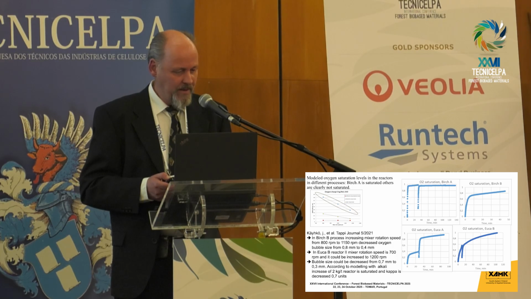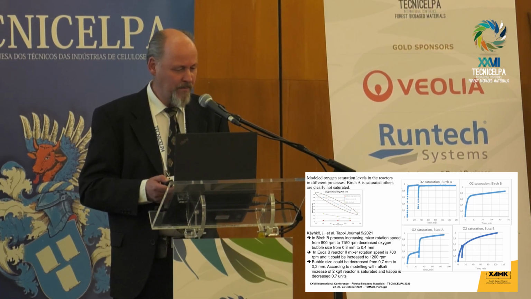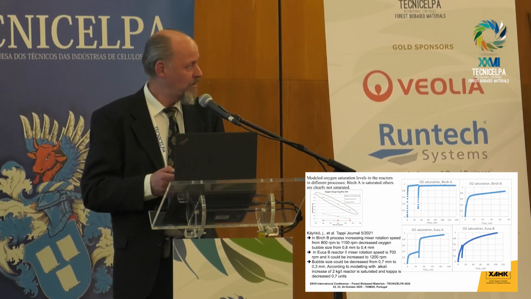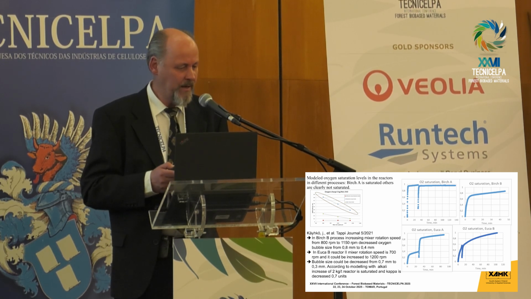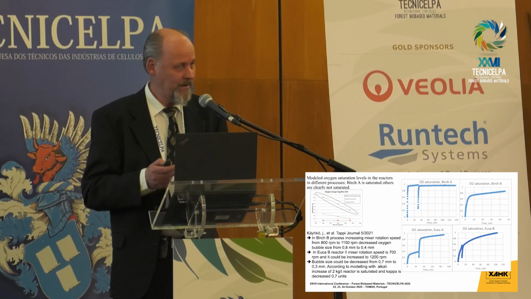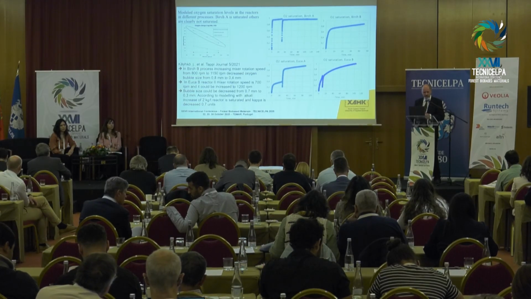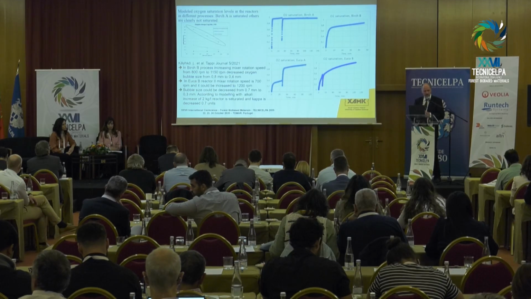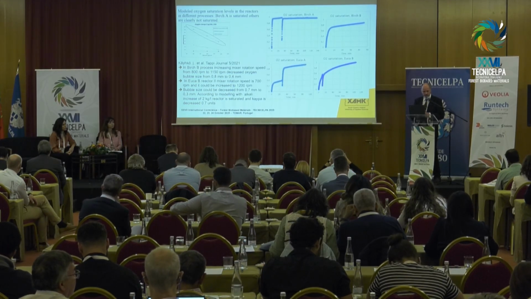And then we looked at this EUCA B process, and we made the calculations, and we knew that in the second mixer, the rotation speed is 700 rounds per minute, and we calculated that if we could speed it up to 1,200, then we could clearly decrease the bubble size, and then we could get this process saturated. And when it's saturated, if you put a little bit more alkali, then you could really make a big improvement to this kappa reduction, about 0.7 units.